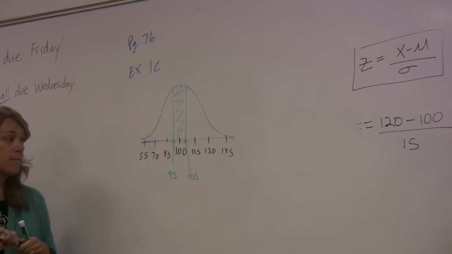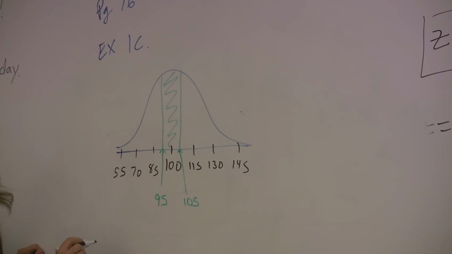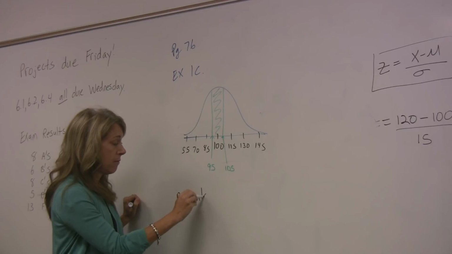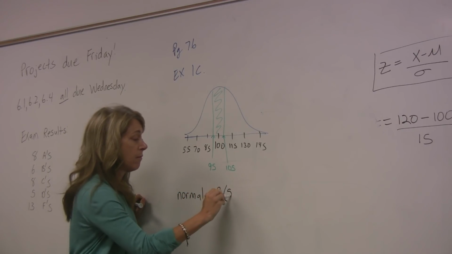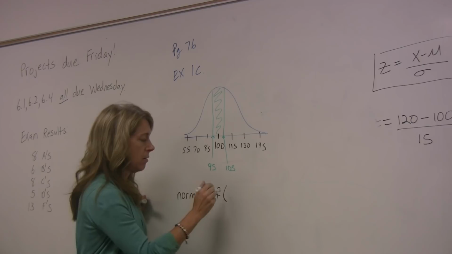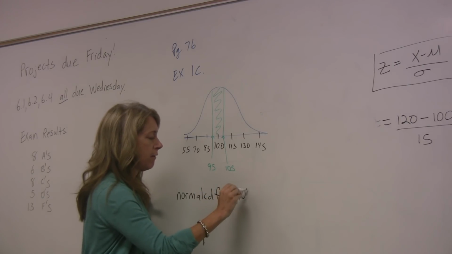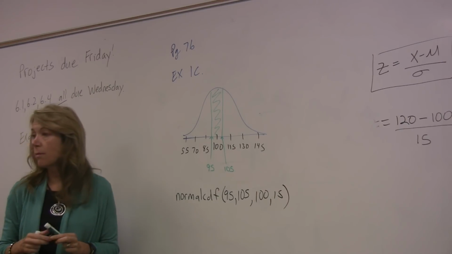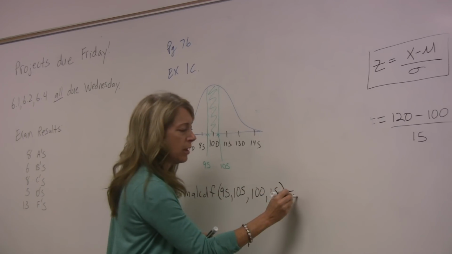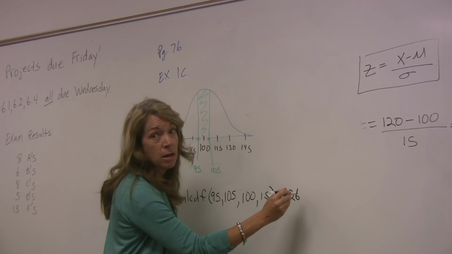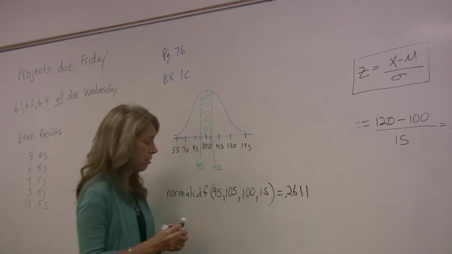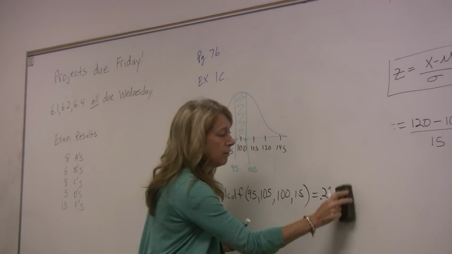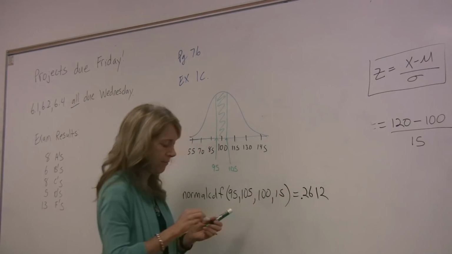And so what were you saying, Kevin? Tell me what you were doing. I put 95, then 105, then 115. We got .261. Tell me the answer while you were at it. Point 261. 2612. Rounding carefully. Okay.